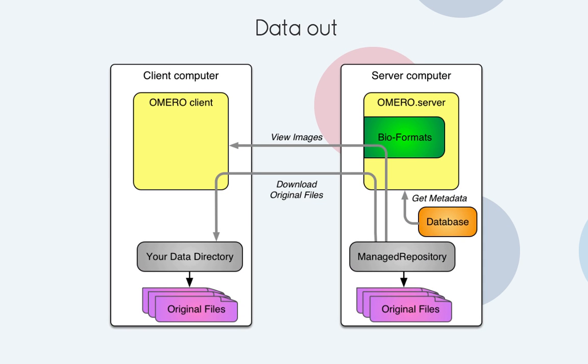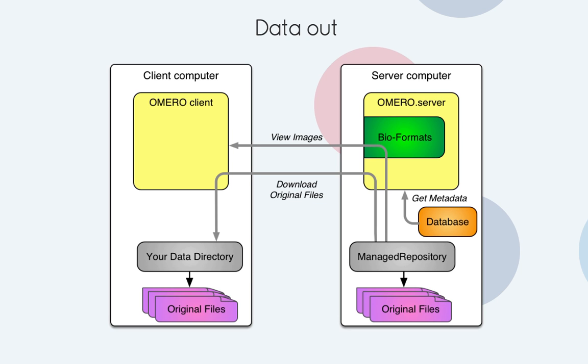And getting data out really just requires bioformats to be available on the server. In this case, to view images, bioformats is used to parse pixels, planes, tiles or whatever directly from the uploaded files in the original format and pass that information back to the client for viewing or analysis. In addition, obviously metadata can be pulled from the database relating to that file.